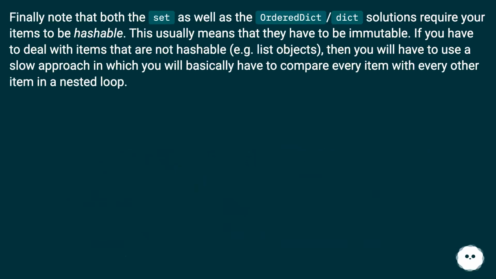Finally, note that both the set as well as the OrderedDict solutions require your items to be hashable. This usually means that they have to be immutable. If you have to deal with items that are not hashable, e.g. list objects, then you will have to use a slow approach in which you will basically have to compare every item with every other item in a nested loop.